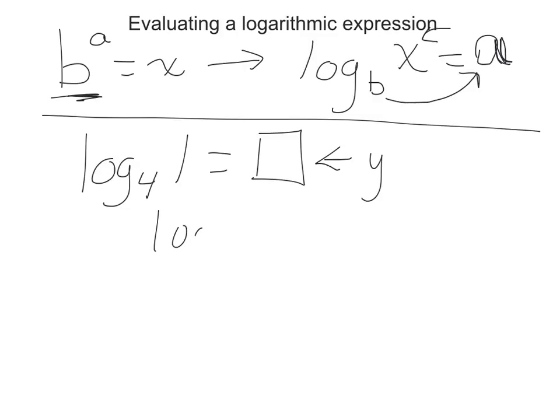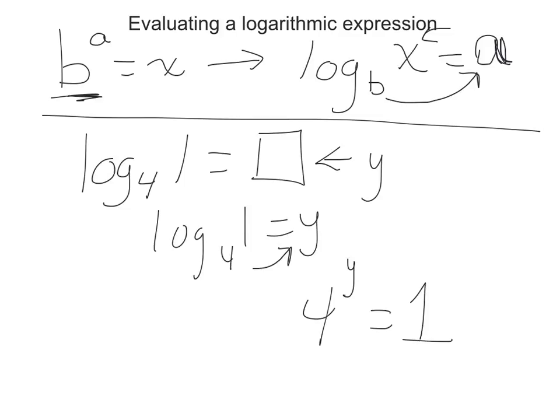So if we have log base 4 of 1 equals y, to figure out what it is, we're saying 4 to what power will give us 1. So if you know your exponents fairly well, you know that the only thing you can put up here as an exponent is going to be 0. 4 to the 0 power is 1. Anything to the 0 power is 1. So your answer for that would be y equals 0.